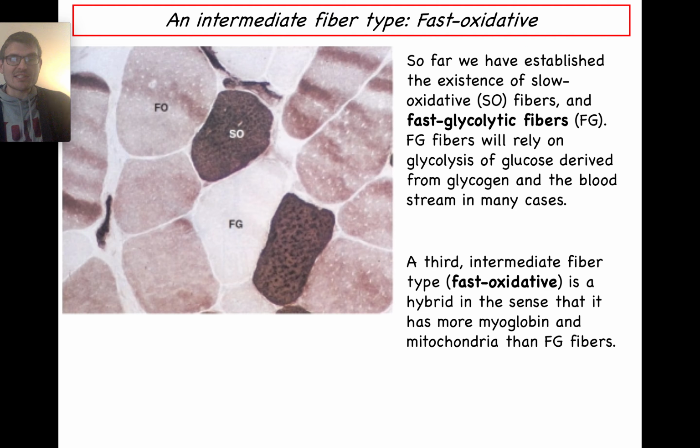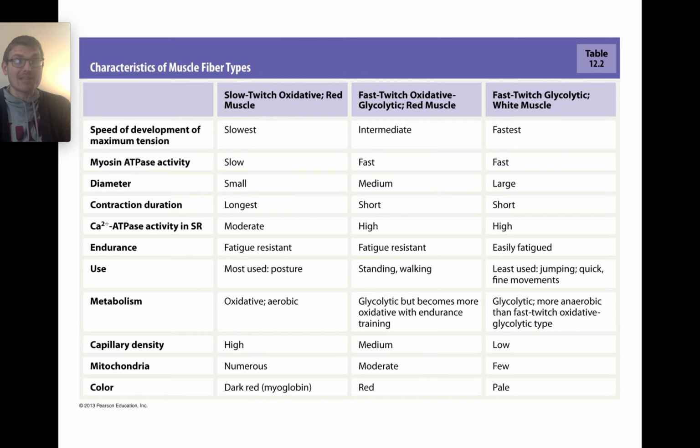So a fast oxidative fiber will not reach maximal tension as quickly as an FG fiber, but it will not fatigue quite as easily either. It will reach maximal tension quicker than an SO fiber, but it is not quite as resistant to fatigue either. So it's just kind of a nice mix of the best of both worlds.